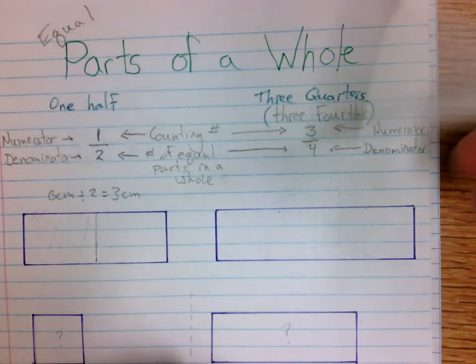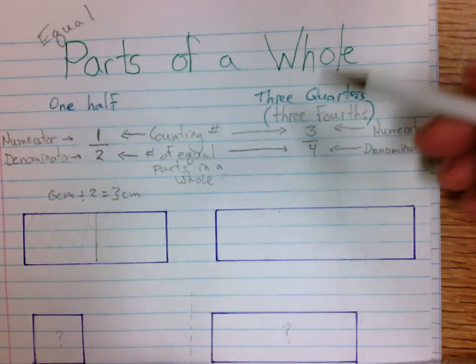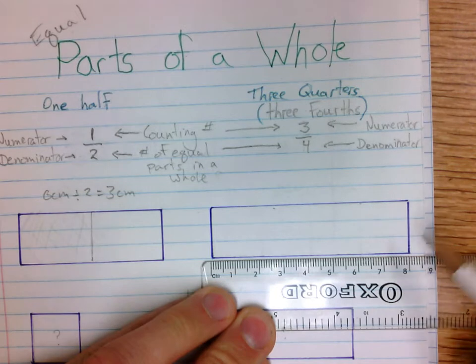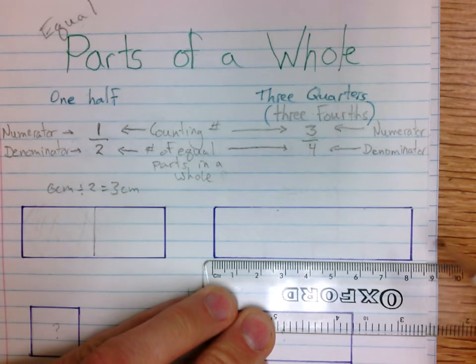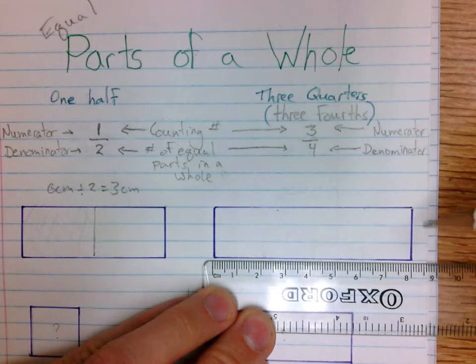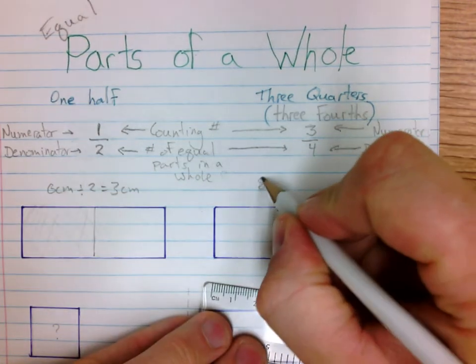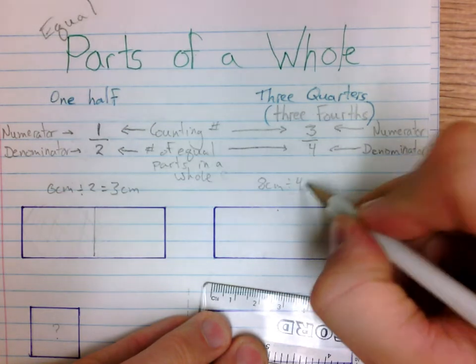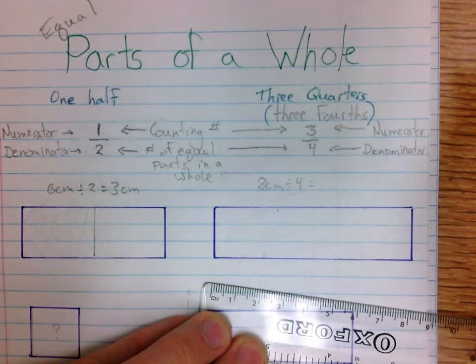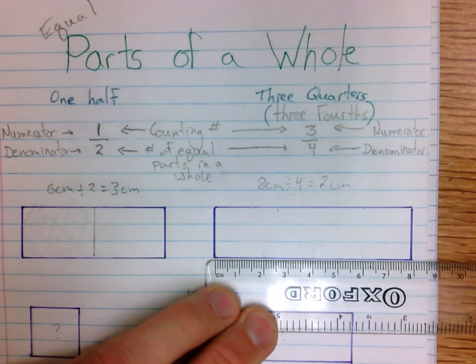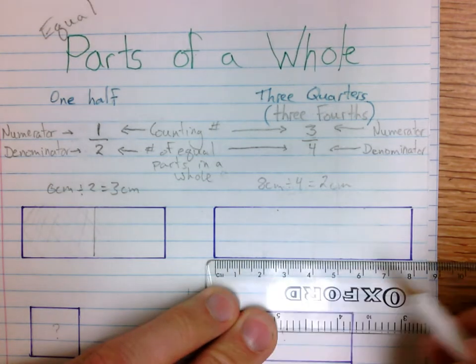So again, start with the denominator. How long is this rectangle? It's 8 centimeters. The denominator tells us how many equal parts we need to have in this 8 centimeters. So we're going to take that 8 centimeters, divide it by our denominator, and that's going to give us 2 centimeters. So let's measure 2 centimeters from one end to the other.